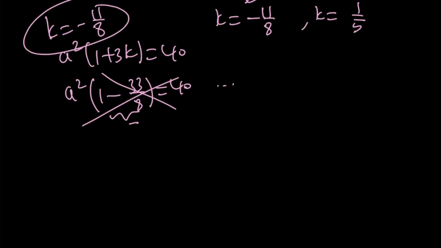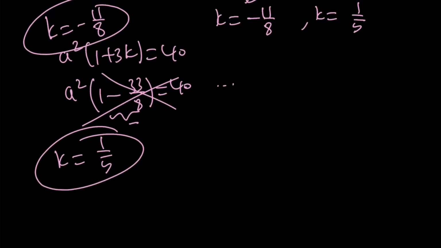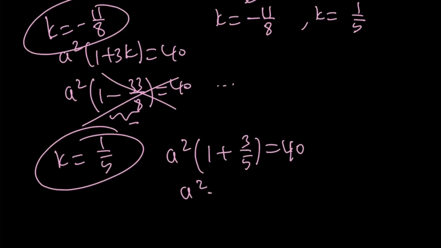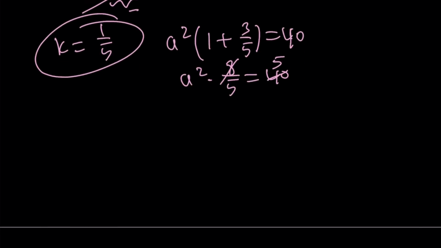Let's go ahead and check k equals 1/5. If k is equal to 1/5, then we're going to get a squared times 1 plus 3 over 5 equals 40. This is 8 over 5. And 8 goes into 40 5 times, so we can go ahead and cross cancel, cross multiply. This gives us a squared equals 25.